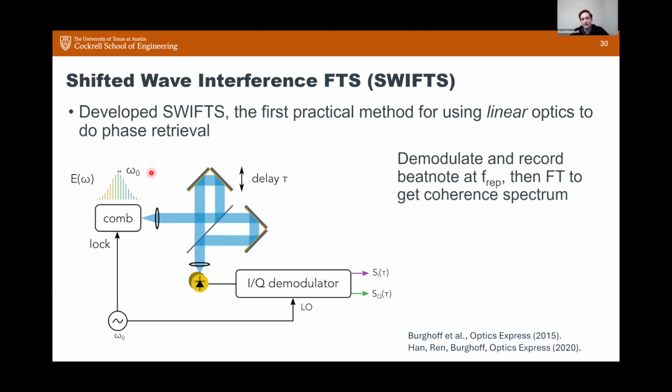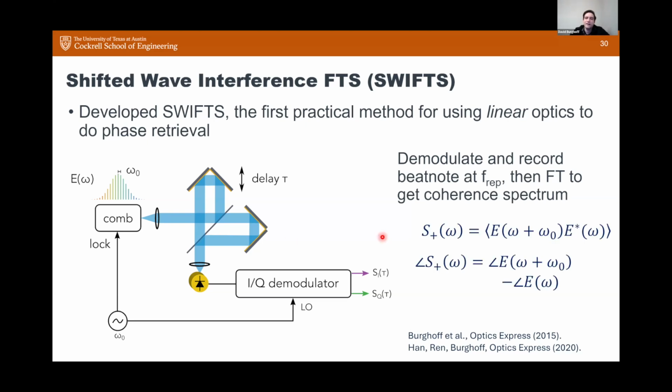So the actual thing that was novel about it was essentially that instead of recording the regular power spectrum, you're recording the beat note, and more specifically you're demodulating the beat note at the repetition rate. So you're recording the amplitude and phase of the beat note as a function of interferometer delay. And you can actually show that when you do this, what you measure is the difference between the phase of adjacent comb lines.